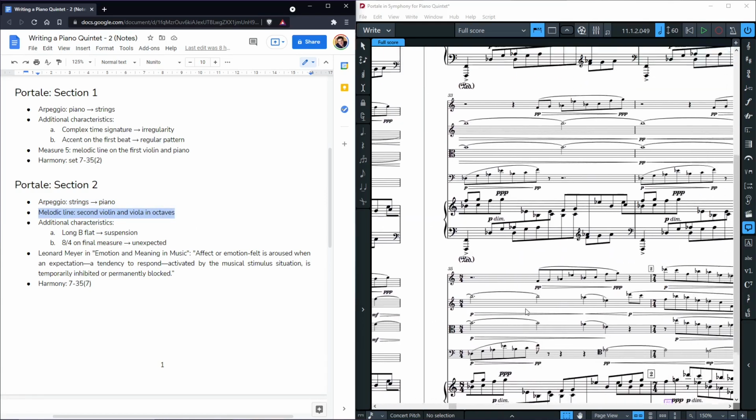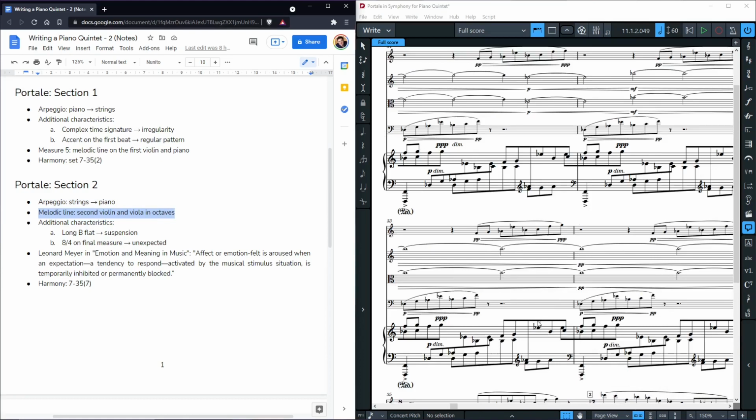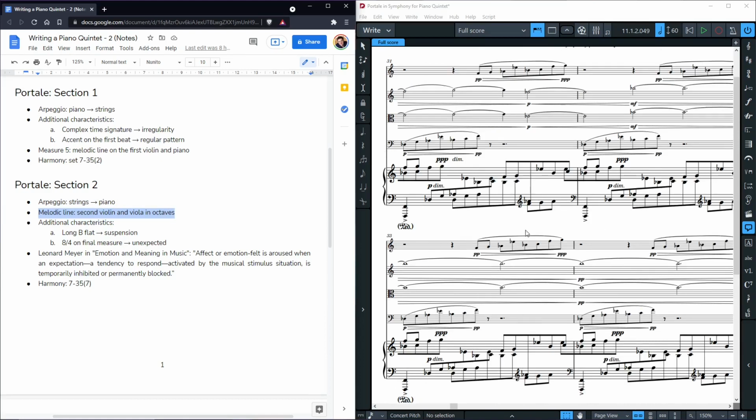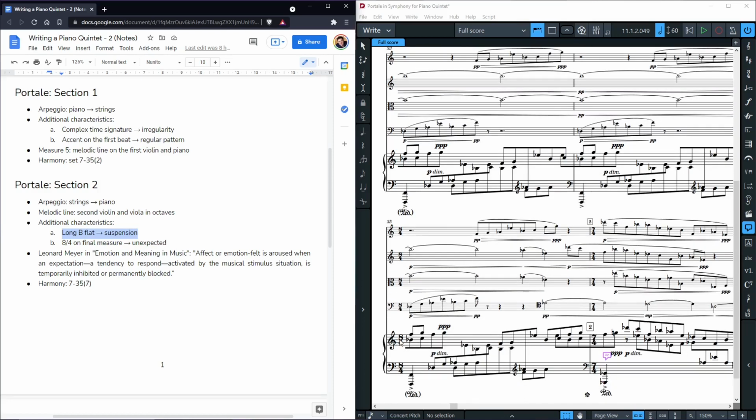The first is that it presents the longest note so far, this B flat, which establishes a kind of suspension in the music and therefore generates expectation. The second is that the final measure of this section is larger. Its time signature is 8/4. This is also unexpected and creates a break in the succession of accented downbeats.